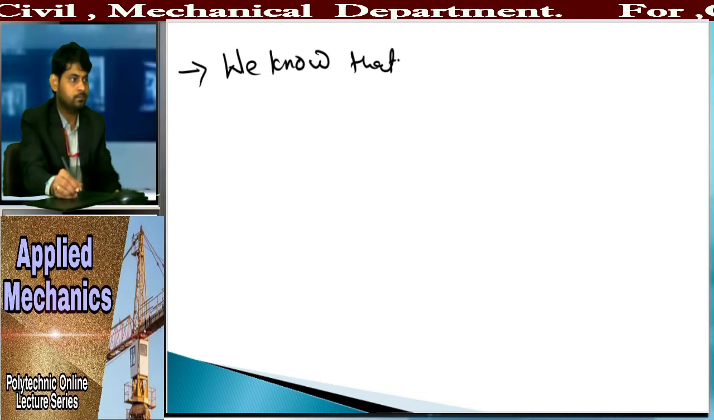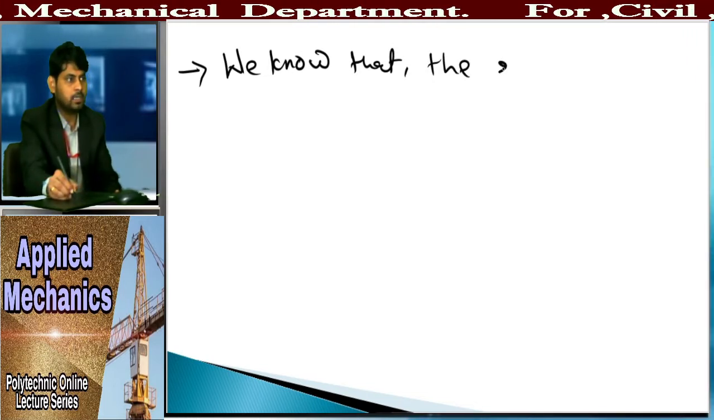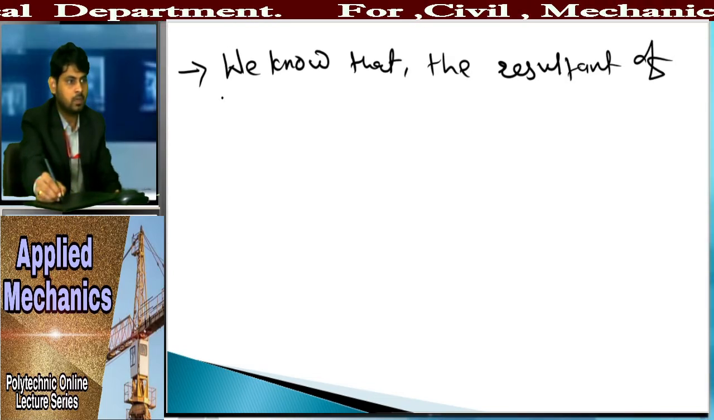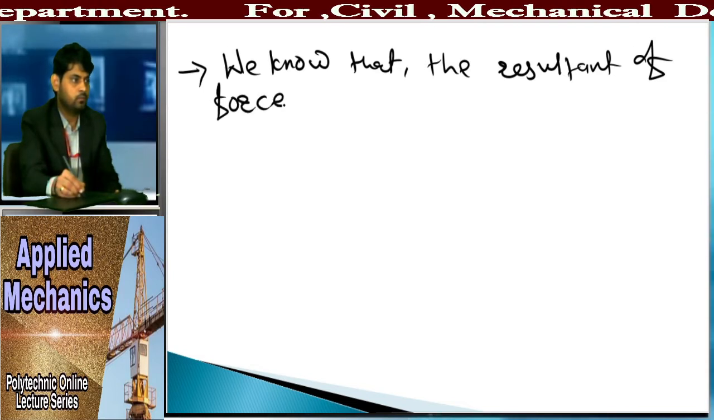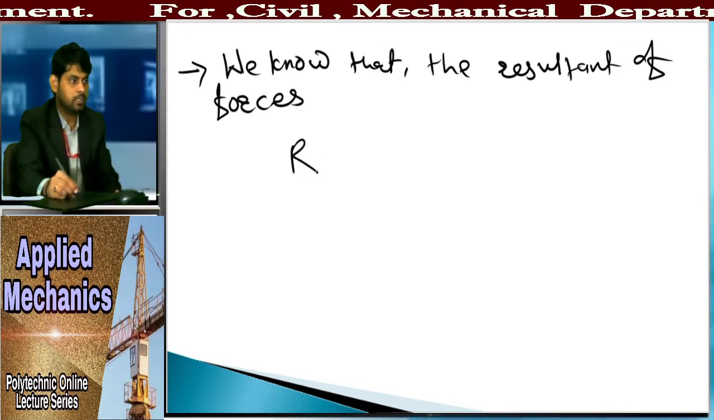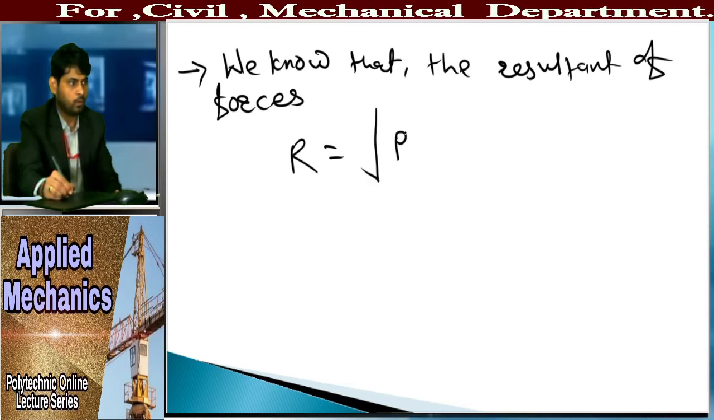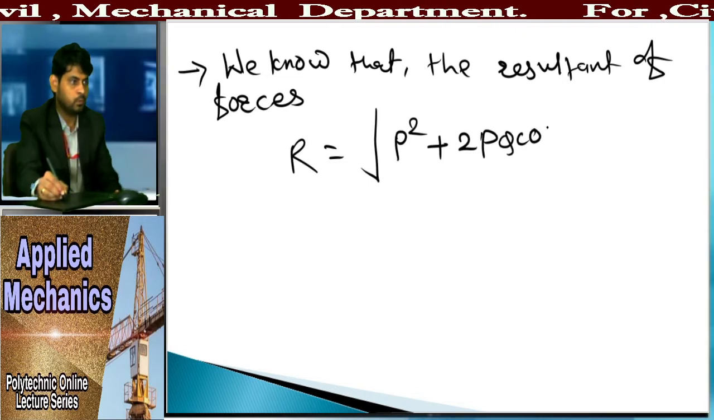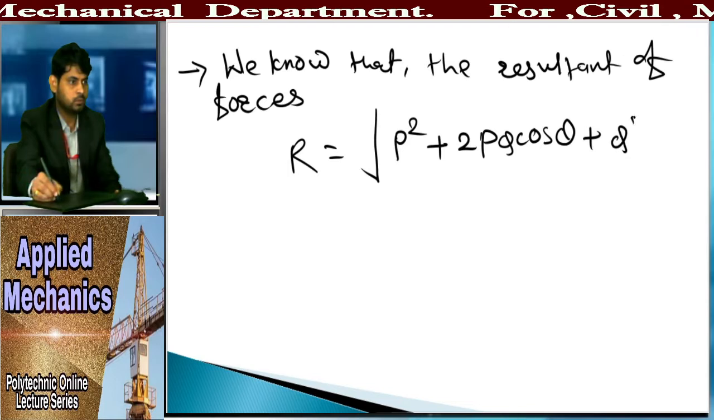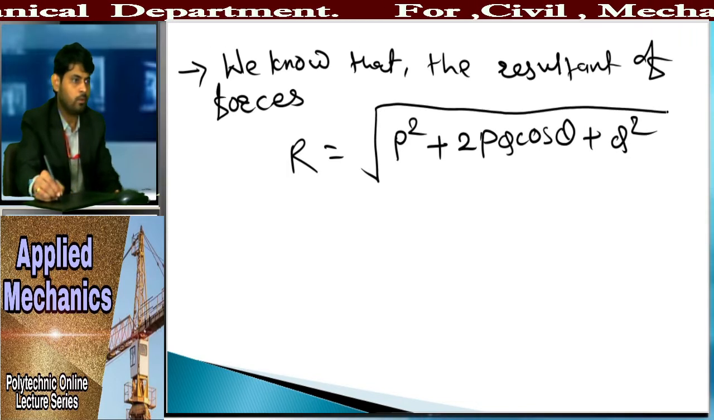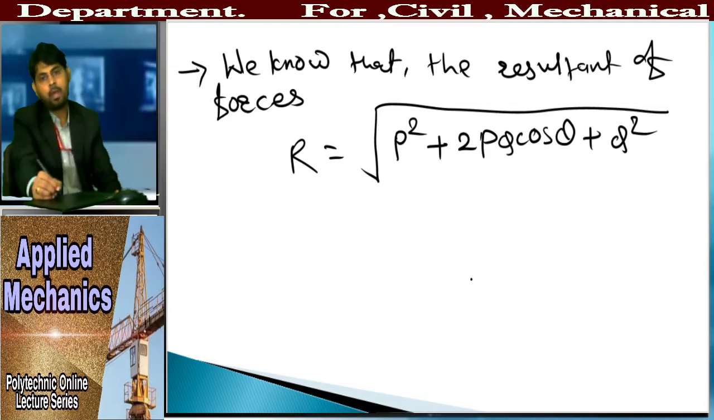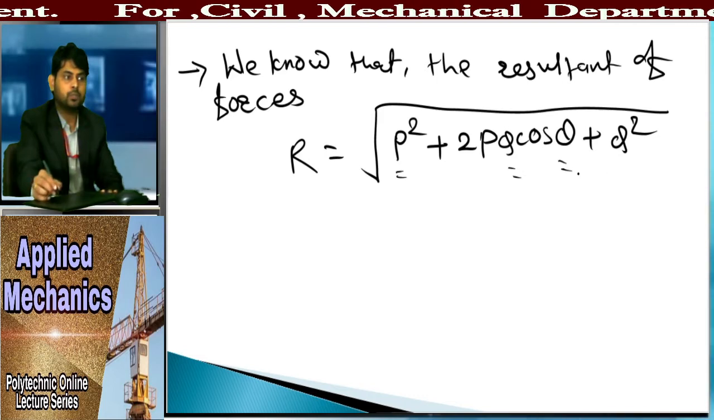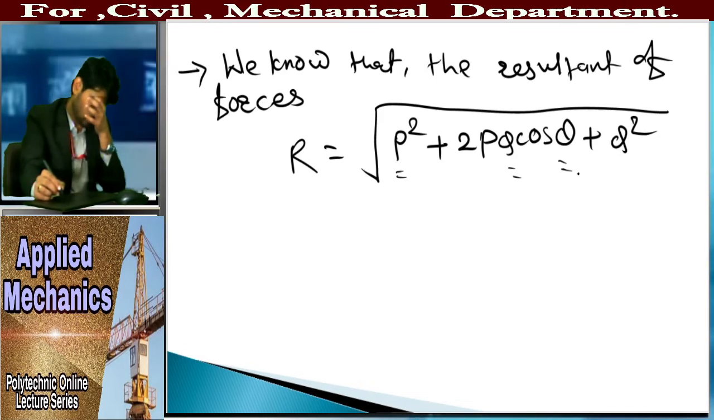We know that the resultant of forces is R equal to under root of P square plus 2PQ cos theta plus Q square. This we have seen in the derivation of the law of parallelogram. So here the value of P we know, the value of Q we know, and the value of theta we know. Then we can easily find out the resultant of the force.